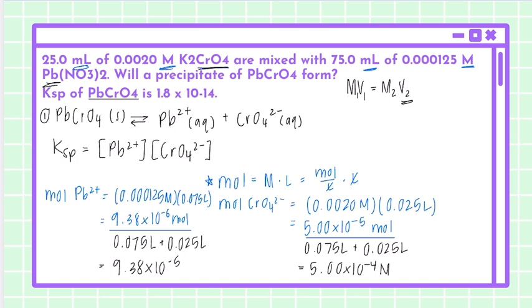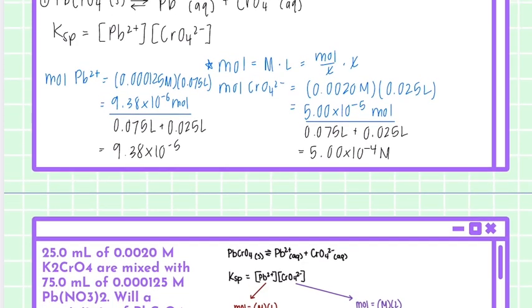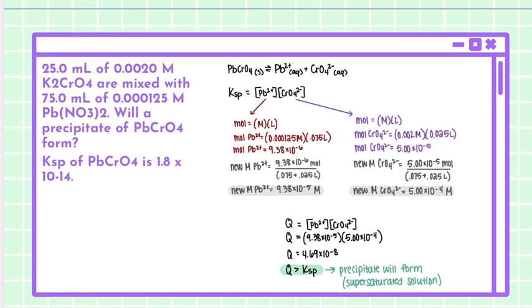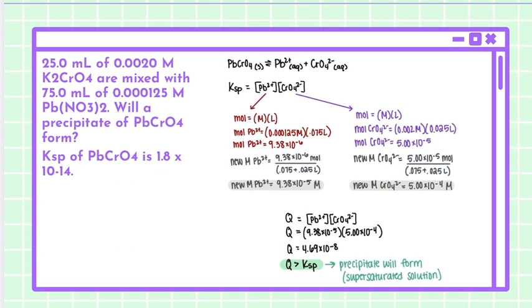So in this case, we see that whatever we have left over when we multiply this, our Q is going to be greater than our KSP, so that leftover will form a precipitate. Supersaturated solution.